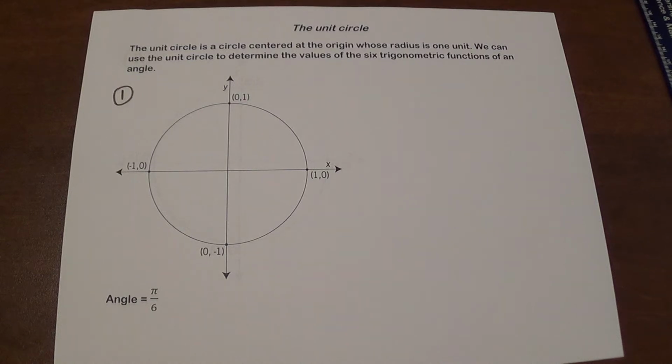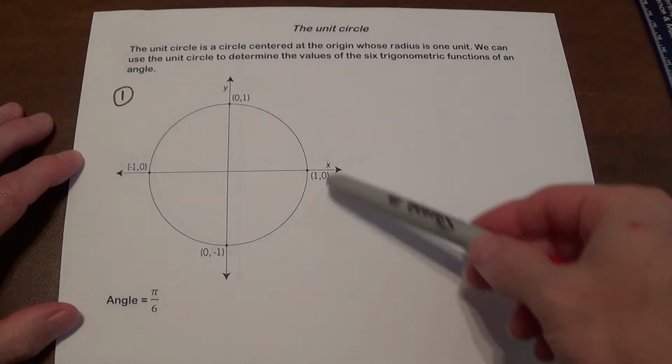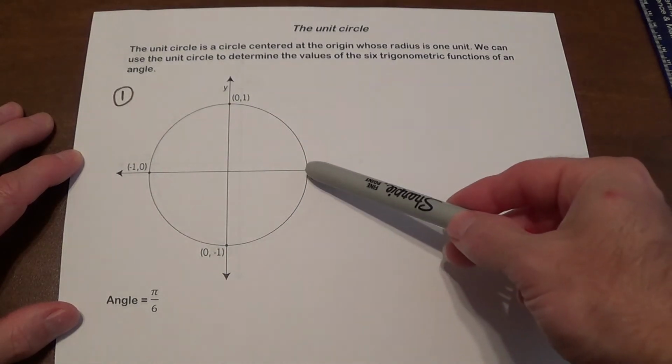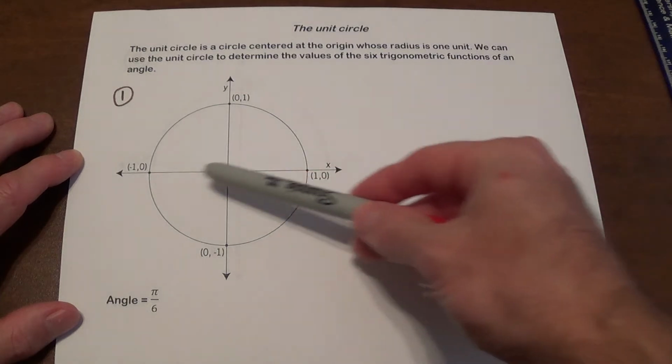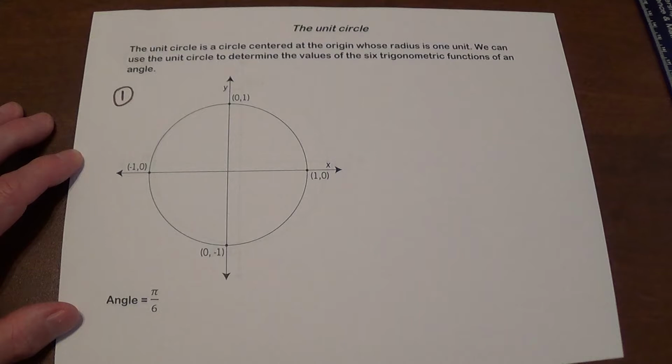Hi, in this video we are going to introduce the unit circle and discuss how to find values of all 6 trigonometric functions for some selected angles. So what is a unit circle? It's a circle whose radius is 1 unit and it is going to be centered at the origin. So it looks like this. It has these two x-intercepts, (1, 0), (-1, 0), and y-intercepts (0, 1), (0, -1).